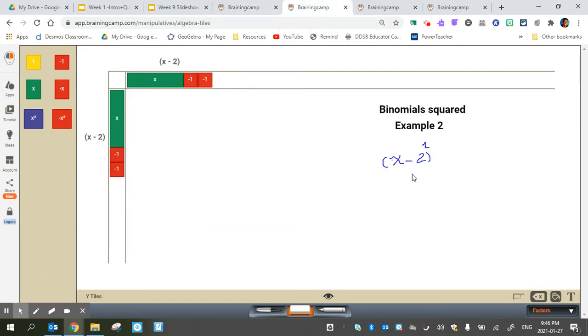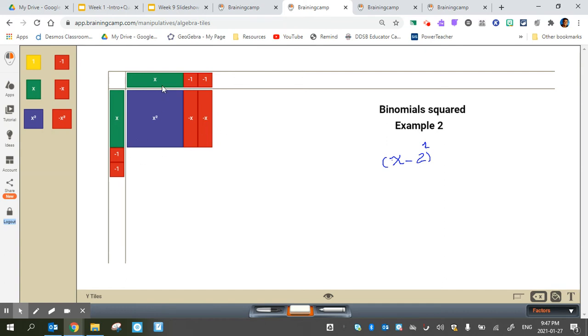Here we have an example where we have x minus 2 squared, and it's already set up in our area model to figure out the product, the square, the same as we did before. X multiplied by itself is x squared. This time x multiplied by negative 1 is going to be negative. A number multiplied by negative 1 is the same value, but with the opposite sign. And we're going to have 2 of those. So that's the first row.